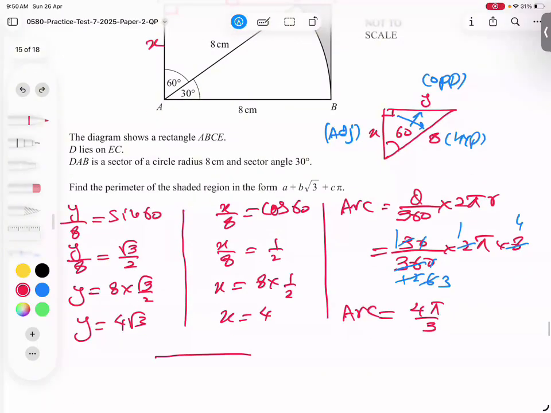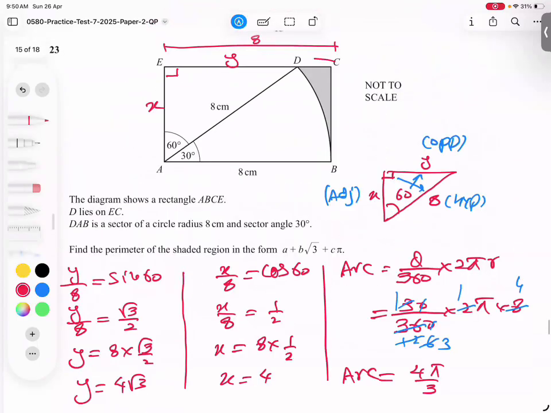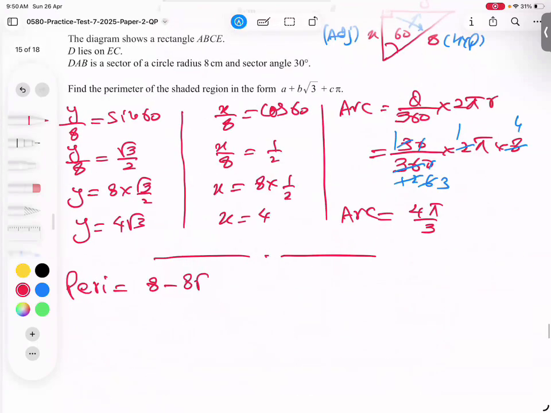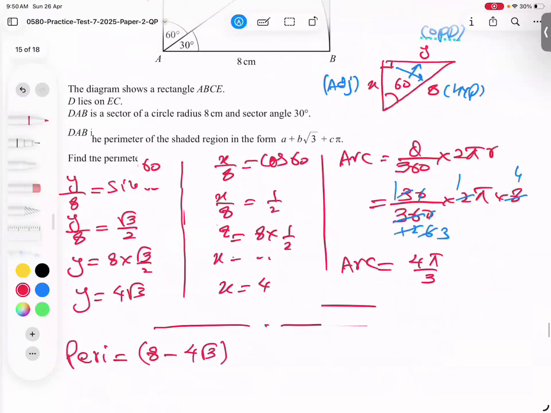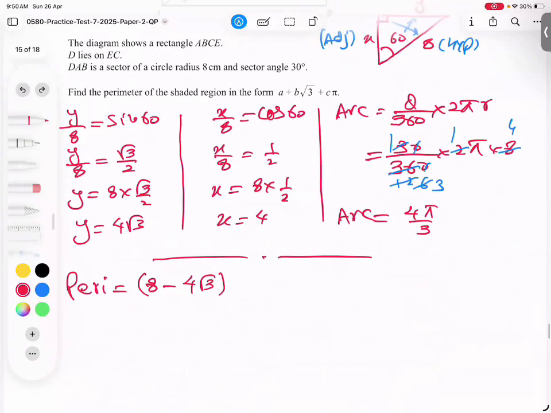So perimeter, I'm writing now perimeter. So what is the perimeter, students? Let's start. From 8, subtract y. The full length is 8 and y is there. Y we have here, 8 root 3, sorry, 4 root 3. This I got for DC. Now talk about CB. That is the x value, and we have already 4. So plus 4. And the last number, arc length, so I'm copying 4 pi over 3. So open the bracket, 8 minus 4 root 3 and plus 4 and plus 4 pi over 3.